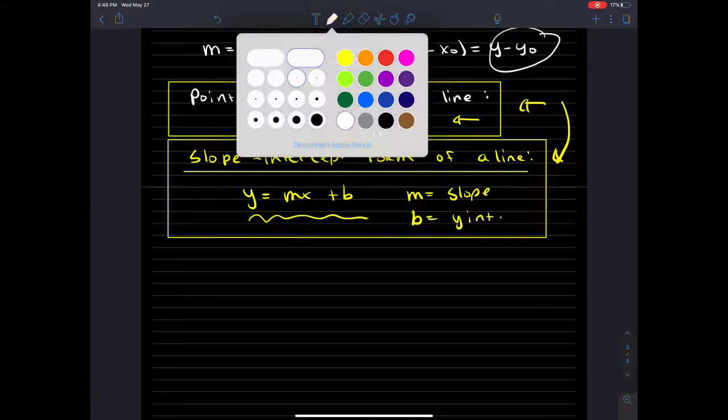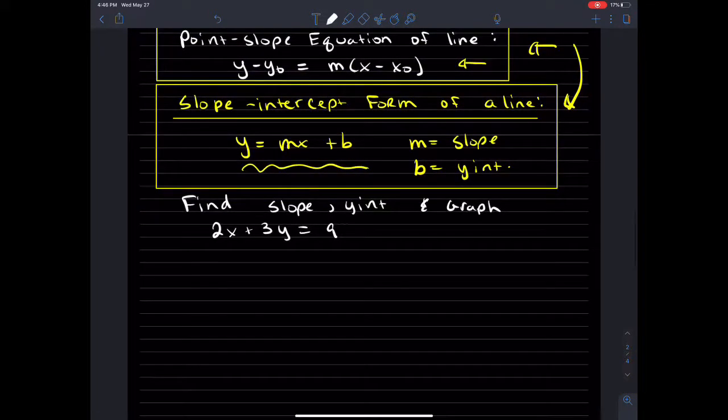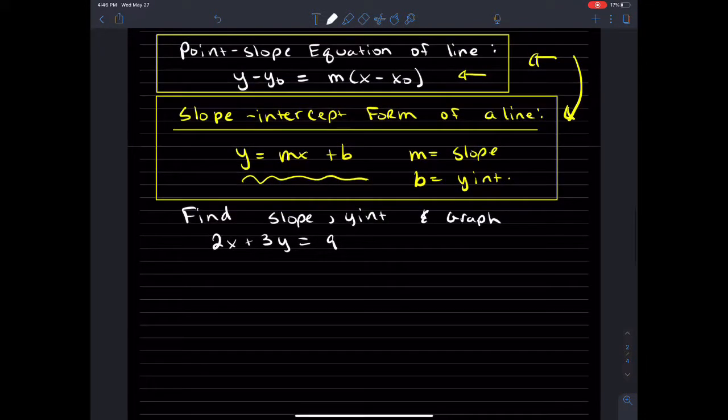Let's find some equations. We're going to find, how about if we just find the slope and the y-intercept and graph. 2x plus 3y equals 9. Okay? So in order to find, since we do want the slope and the y-intercept, it's probably easier to get it into the slope-intercept form. So we solve for y by subtracting 2x on both sides.